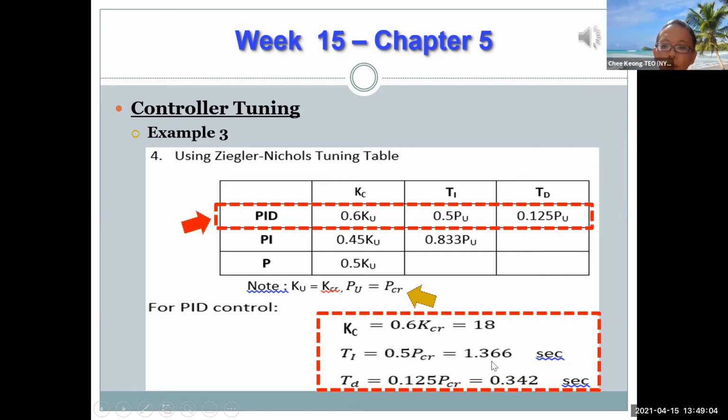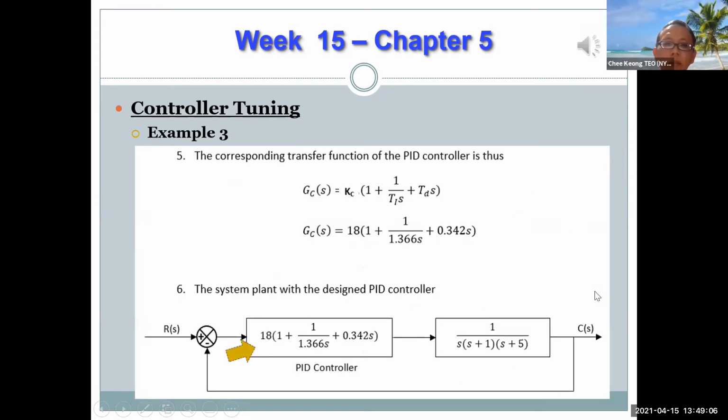Once you calculate all these, you can reconstruct your PID. Referring back to the formula sheet, GC can be constructed from the calculated KC, TI and TD. Once you get all your KC, TI and TD, you just plug them into this equation, and this is your PID controller equation. It's as simple as that. The system plant will be designed with a PID controller of these values. Instead of recalculating, you just substitute using that table.